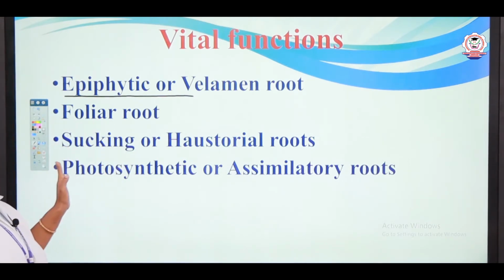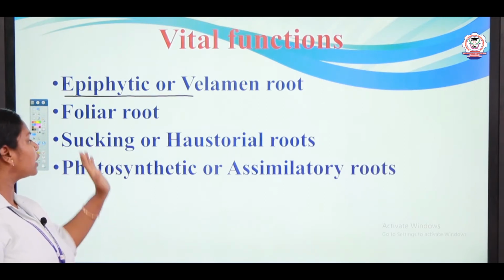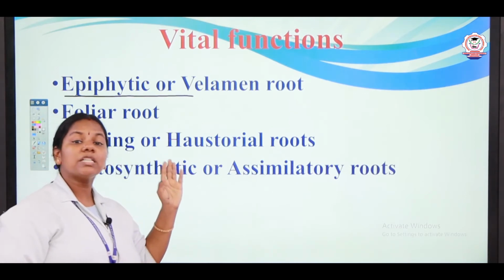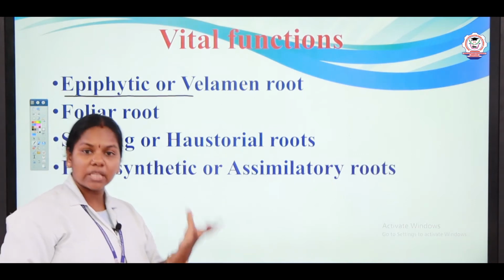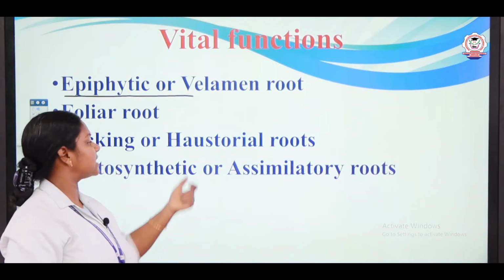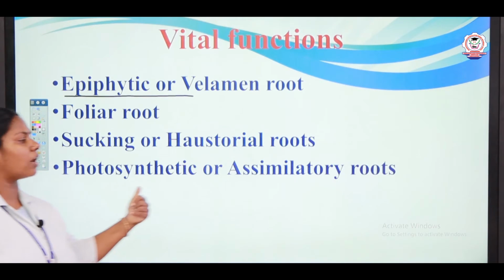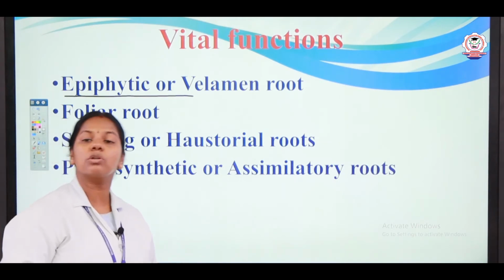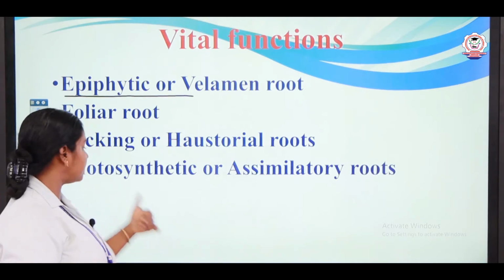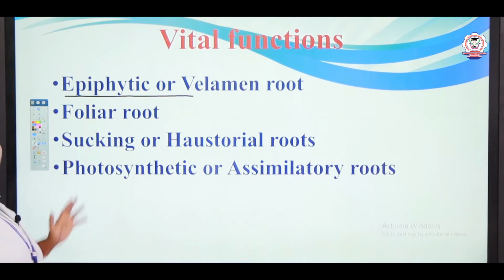Another root is the foliar root. Foliar means leaf. Some roots arise from the leaves. Such roots we call foliar root. And some roots, sucking or haustorial roots, depend on another plant and suck the nutrients from that plant. Such roots we call haustorial roots. And another one is the photosynthetic or assimilatory roots. Some roots also perform the function of photosynthesis. Such roots we call photosynthetic roots. So now we shall discuss one by one.